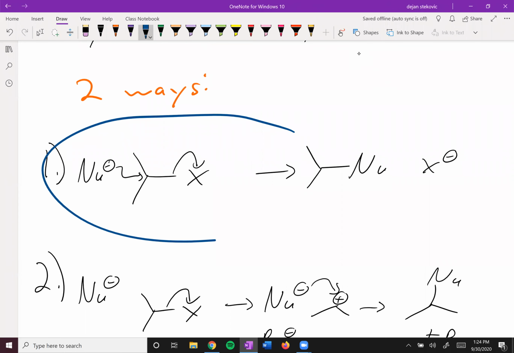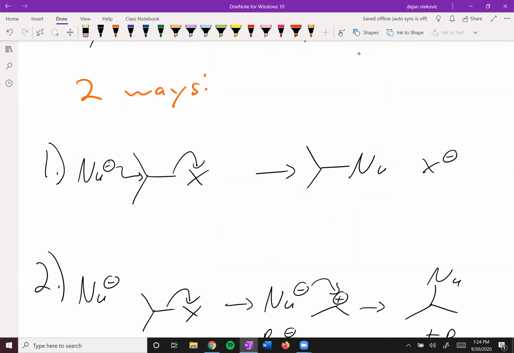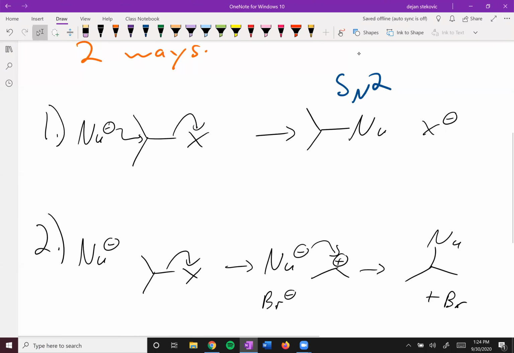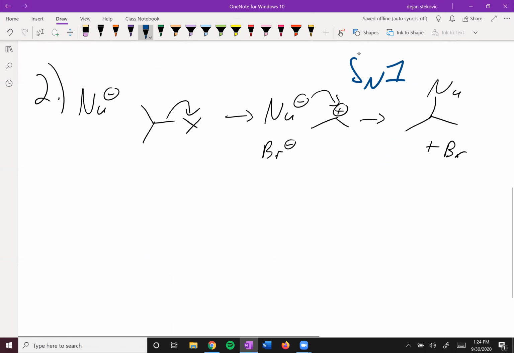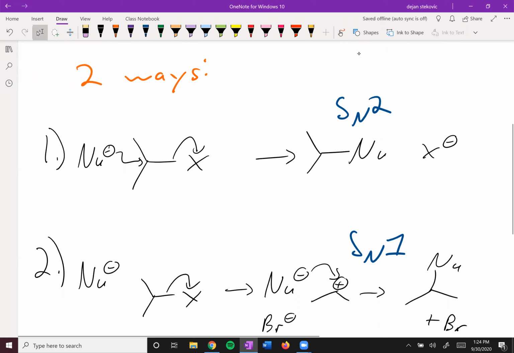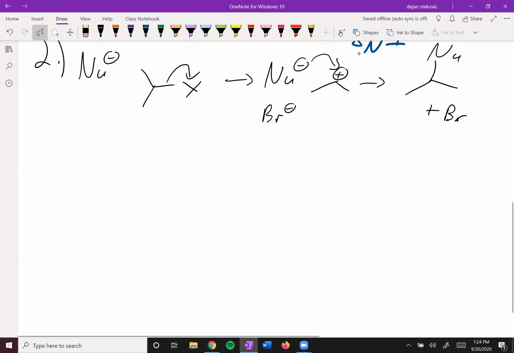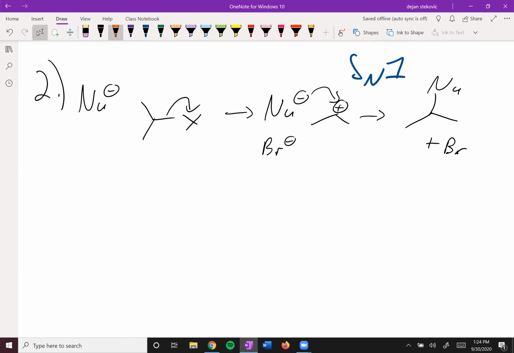So this top one up here, that's one step. We call this SN2. It's one step, but it's called SN2. This one down here, that's two steps, we call SN1. So it's a little bit confusing. The SN2 is one step, while the SN1 is two steps. The more confusing way. And so we're going to take a look at SN2 first.